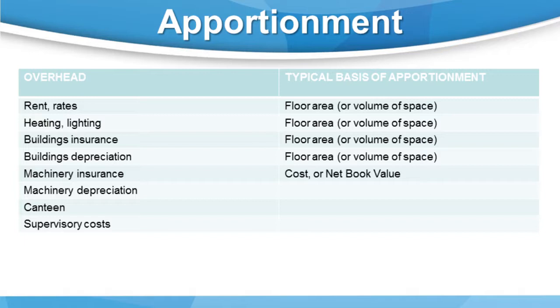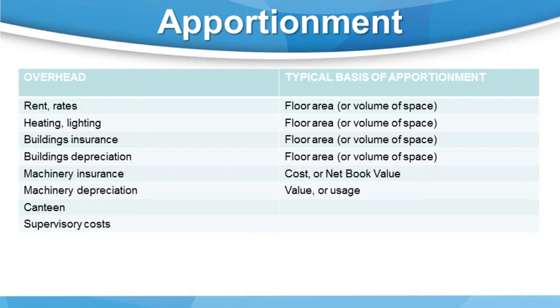Similarly, the expense of depreciation for machinery is also often linked to the carrying value or net book value of the machinery. Again, if Department A has machinery worth £10 million and Department B has machinery worth £3 million, then it's reasonable to expect that more of the total depreciation expense for the machinery is charged to Department A than Department B. Machinery depreciation could also, however, be apportioned on the basis of the usage of the machinery. If Department A's machines are used more than Department B's, again you would expect Department A to incur a bigger share of the depreciation expense.